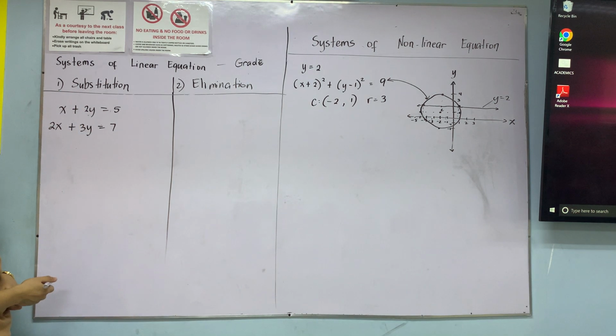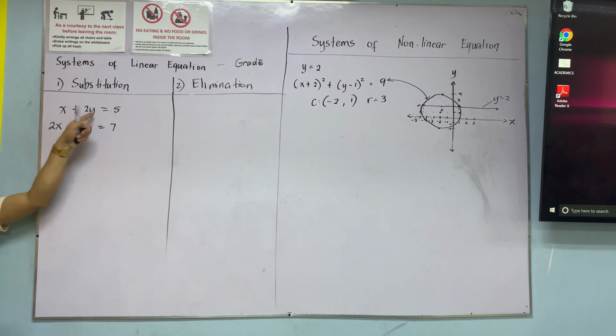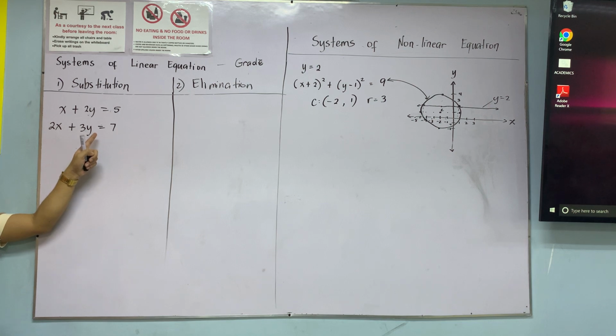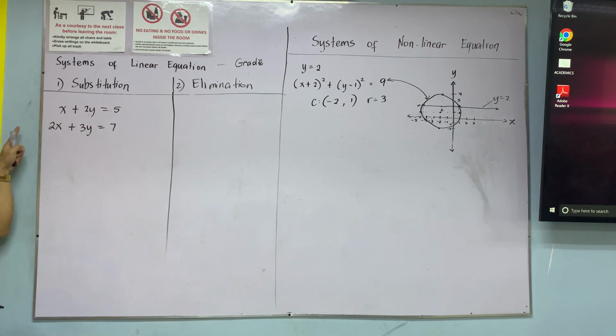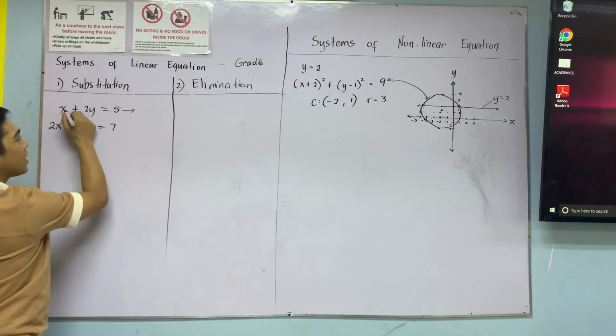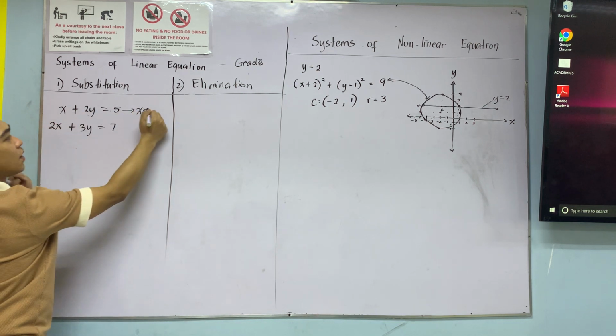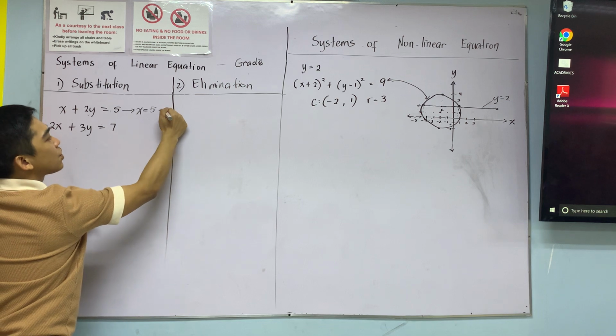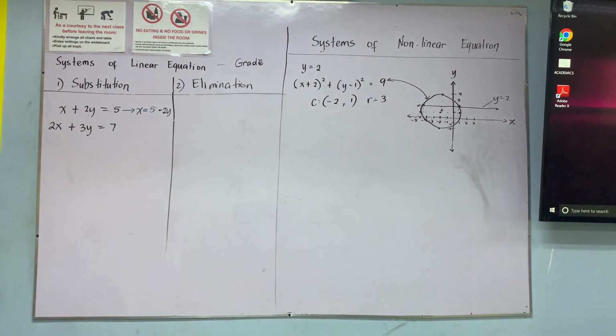Now, kapag mag-substitute tayo, ano mas mabilis i-manipulate? Yung first equation or the second? Sino siya? Yung una o yung pangalawa? Pangalawa. Pangalawa ba? Bakit pangalawa? Substitution ha, substitution. Para makuha si x, ano lang gagawin natin? Sa una? Transpose lang natin, di ba? Eh di mas mabilis i-manipulate yung una. Itong si x. So magiging x is equal to 5 minus 2y. That is by substitution.